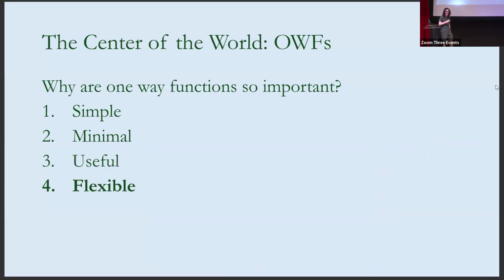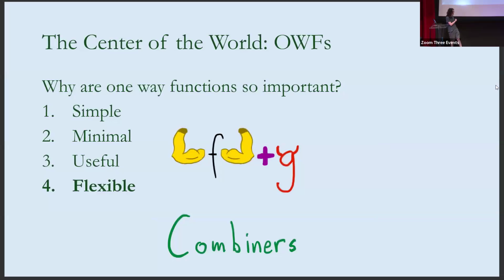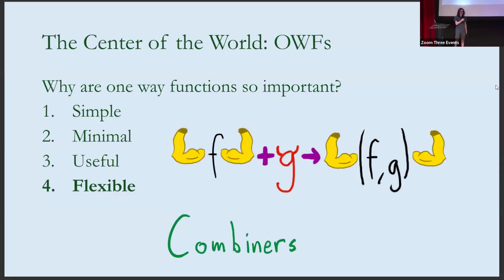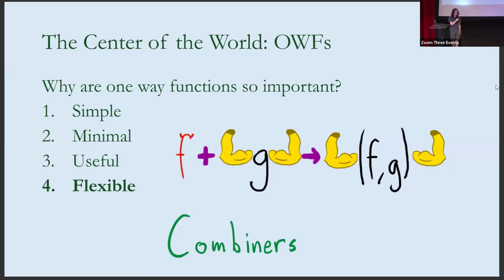I'll use this as kind of a catch-all term to mean that one-way functions are very well-behaved and easy to work with, and I'll give 2 examples. The first example is that one-way functions have a combiner. You can take 2 one-way function candidates, one good, one bad, smash them together and get a candidate that is secure, as long as either one of the 2 underlying one-way function candidates was secure.